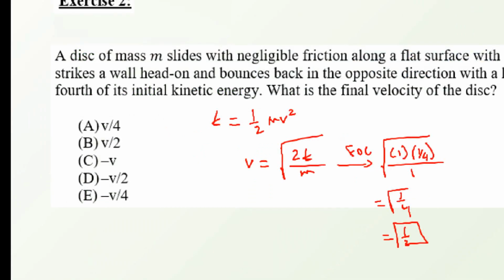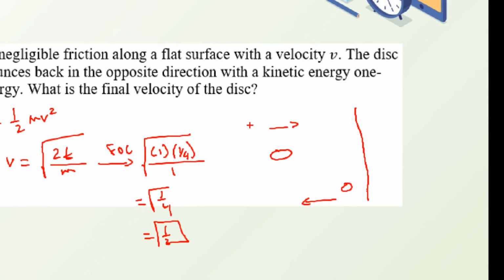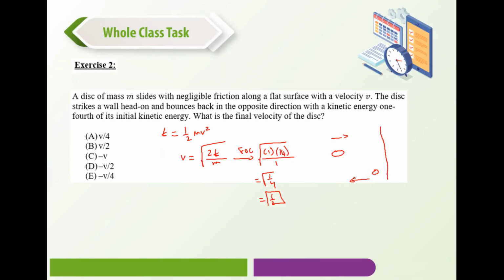Now in this case, both either B or D seem correct. Initially, it's moving to the right before it hits the wall, because they mentioned the velocity v, which means that the initial direction is positive, so this is positive. After it strikes the wall, the velocity will change by a factor of half, but we need to take into consideration that there is a change in direction. Then D would be the correct choice.